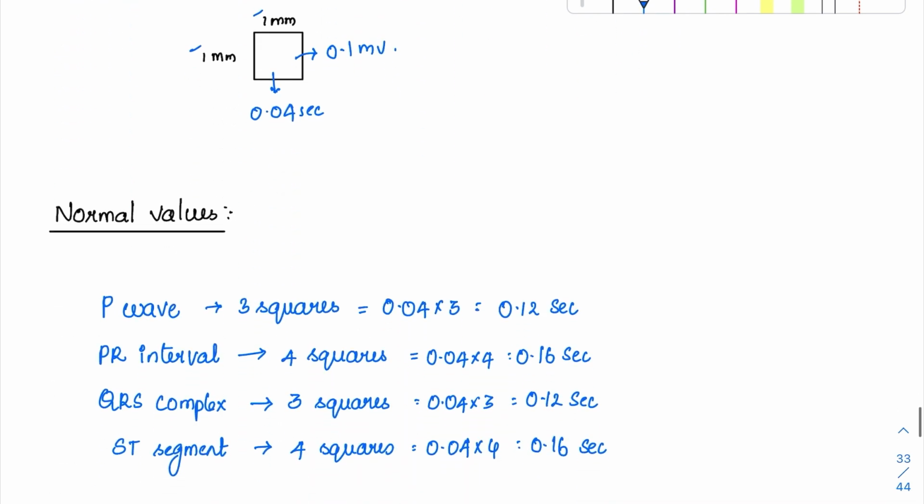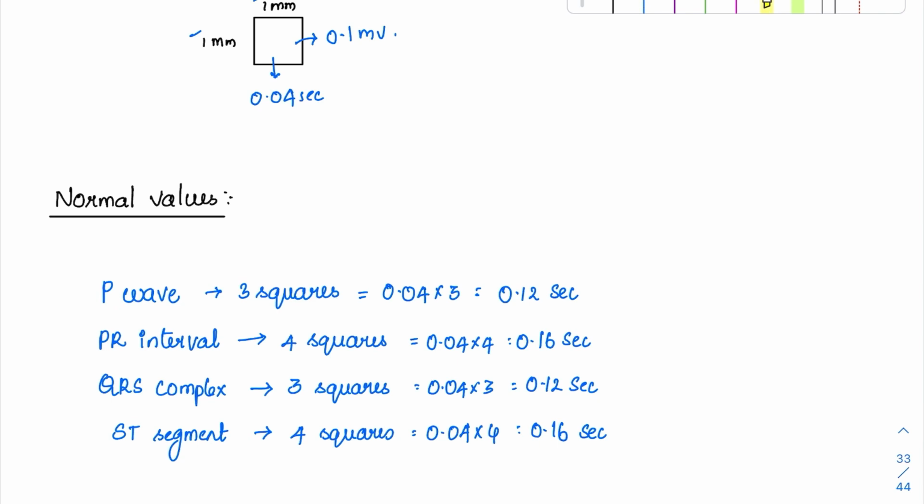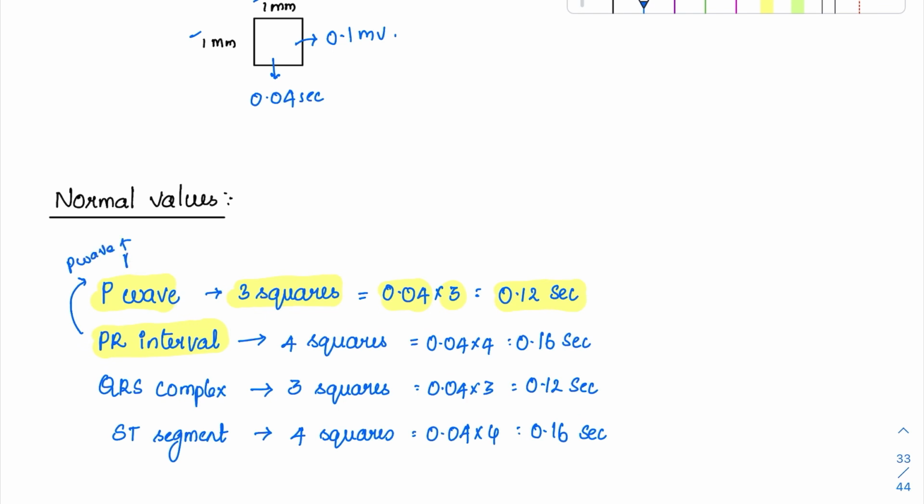Now coming to some of the normal values, you just have to remember these normal values. The P wave completes around 3 squares. What is the duration for 1 square? It is 0.04. So multiply it by 3. So the normal duration is 0.12 seconds. The PR interval includes the P wave plus the PR segment. I told you interval means it constitutes the wave as well as the segment. So what is its normal value? It's around 4 squares, which is 0.16 seconds.